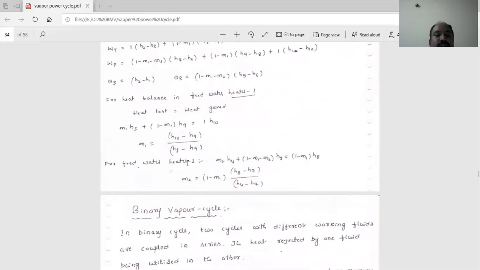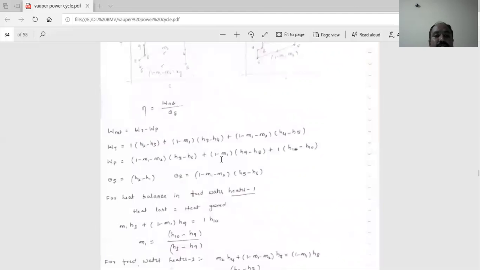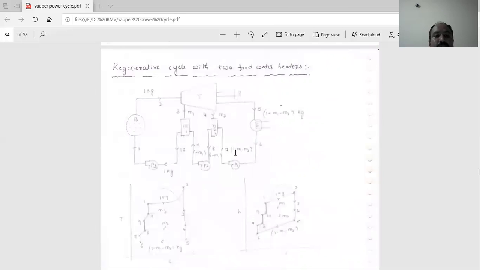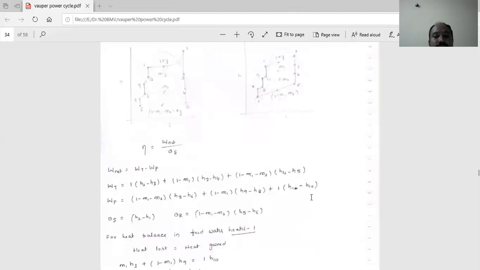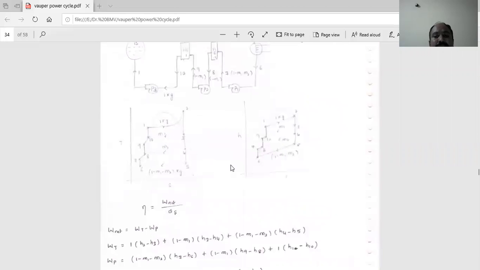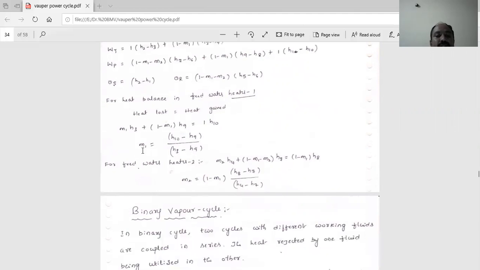In a similar way we write for the second feed water heater. Inlet condition is equal to outlet condition: M2 into H4 and 1 minus M1 minus M2 into H7 are the inlet conditions, equal to the outlet condition, 1 minus M1 into H8. Based on this relationship, you find the value of M2. M2 is equal to 1 minus M1 into H8 minus H7 divided by H4 minus H7. This is the value of M1, and this is the value of M2.